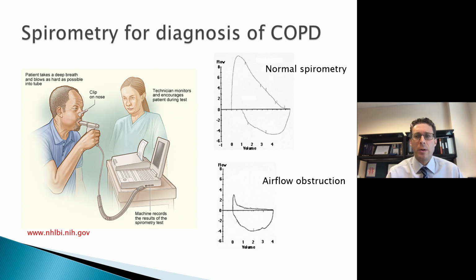One of the important parts of defining COPD is using spirometry or pulmonary function testing, and it's absolutely essential to make this diagnosis based on the GOLD document. I know you'll have a session on pulmonary function testing later today, but this shows on the right what a normal flow volume loop looks like, and then severe airflow obstruction, which would be consistent with COPD.